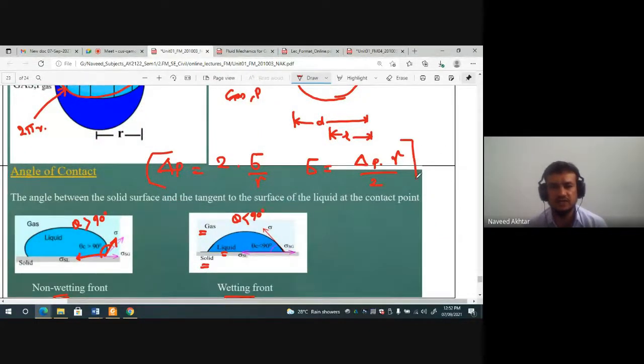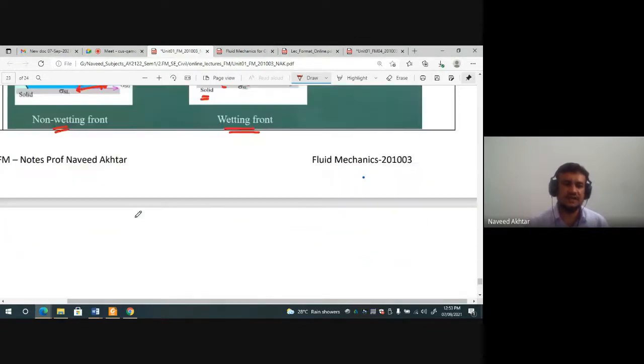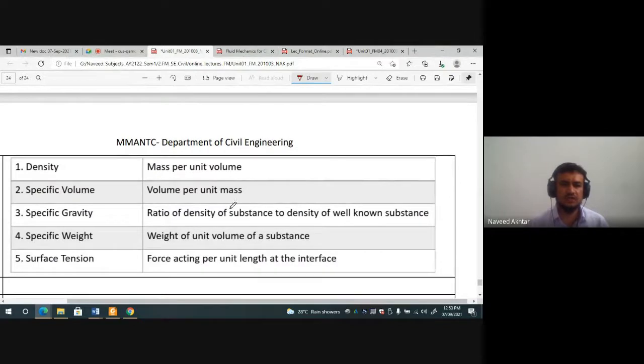Then also we have seen today the angle of contact. So the surface will wet or will not wet depending on the angle of contact. If the angle of contact is more than 90 degrees, the surface will not wet. And if the angle of contact is less than 90 degrees, then the surface will wet. So this is all about your unit number 1, part A, about the properties of fluid.